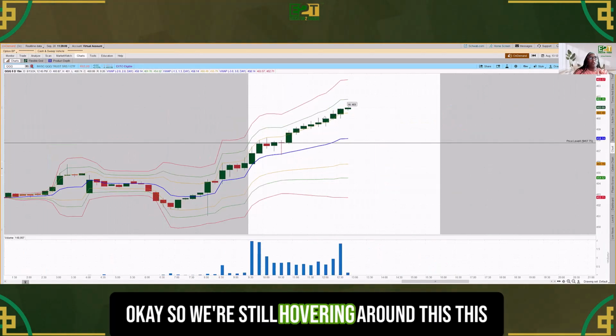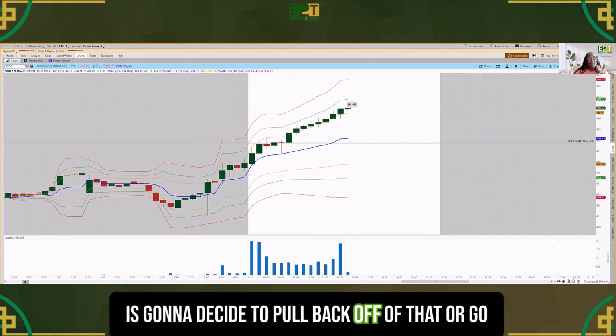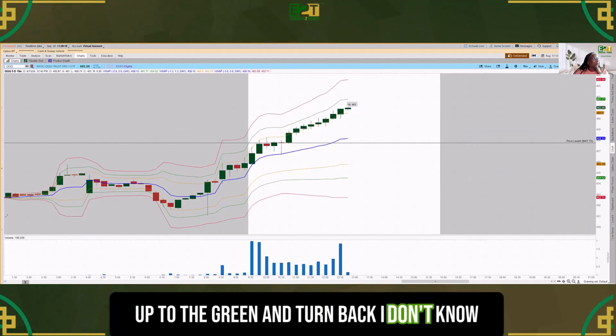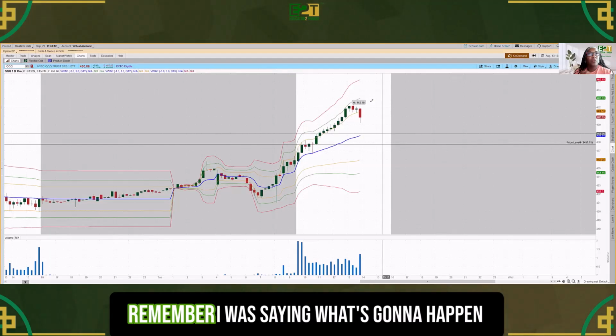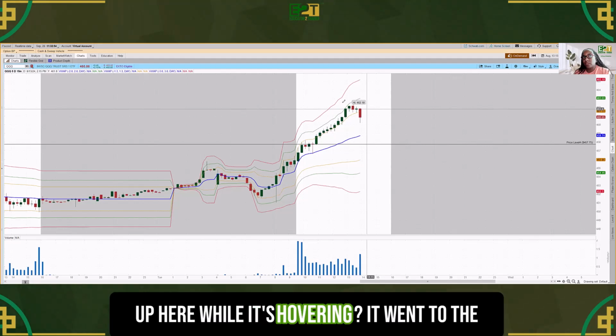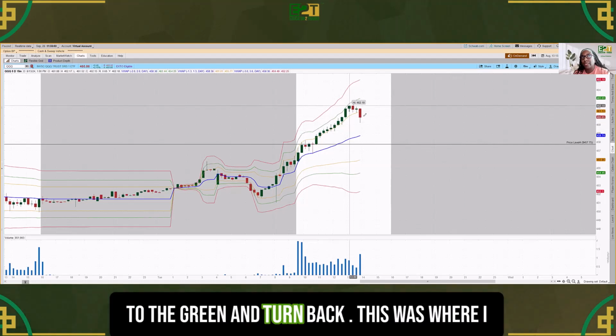Okay, so we're still hovering around this yellow. What do y'all think is going to happen soon? Y'all think it's going to decide to pull back off of that or go up to the green and turn back? I don't know what happened on this particular day, but let's see. Remember I was saying what's going to happen up here while it's hovering? It was hovering at the yellow, went up to the green and turned back.